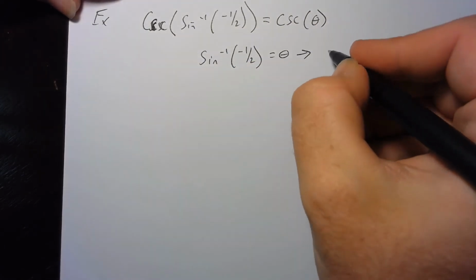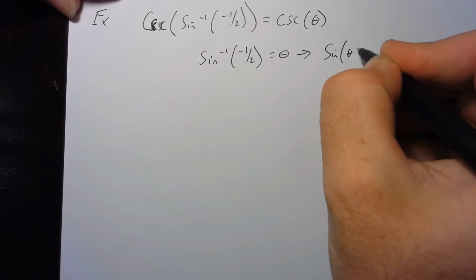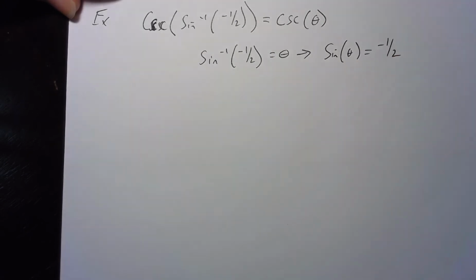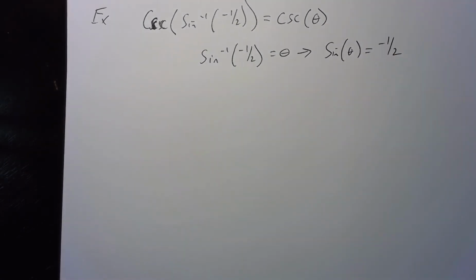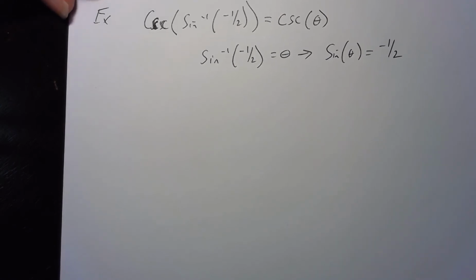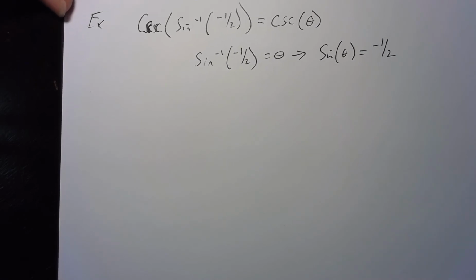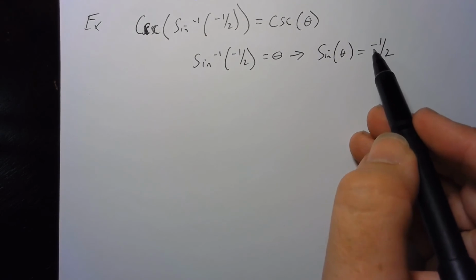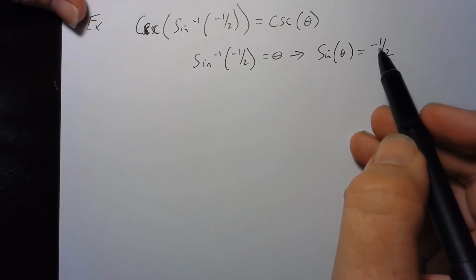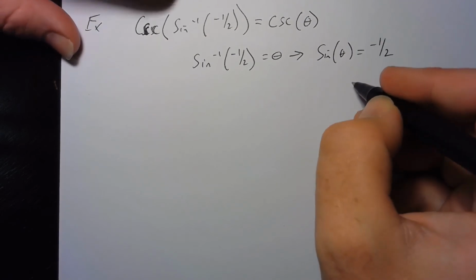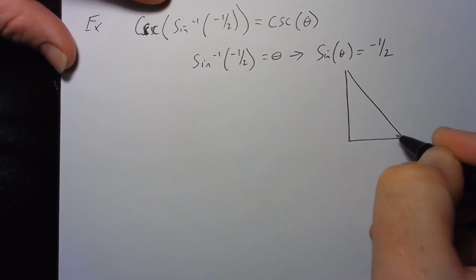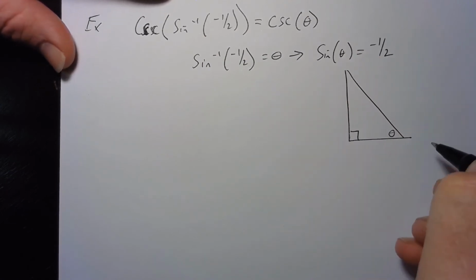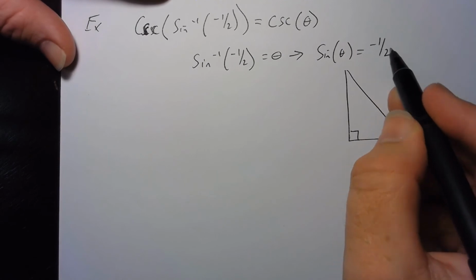That means that somewhere on the unit circle, or I can build a triangle out of it, sine of theta equals negative 1/2. In this case, negative 1/2 is a unit circle value, so maybe I should be working with a unit circle here, and that does make the most sense. Especially with negative numbers, it's kind of difficult to build a triangle, although if I wanted to, I could. I could quite easily build a right triangle with theta, where sine is supposed to be negative 1 over 2.